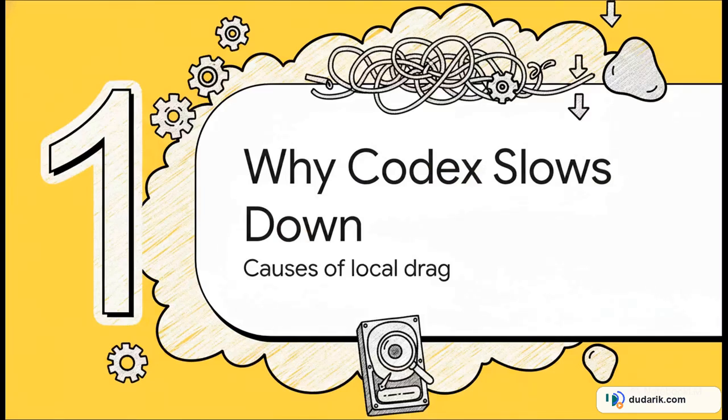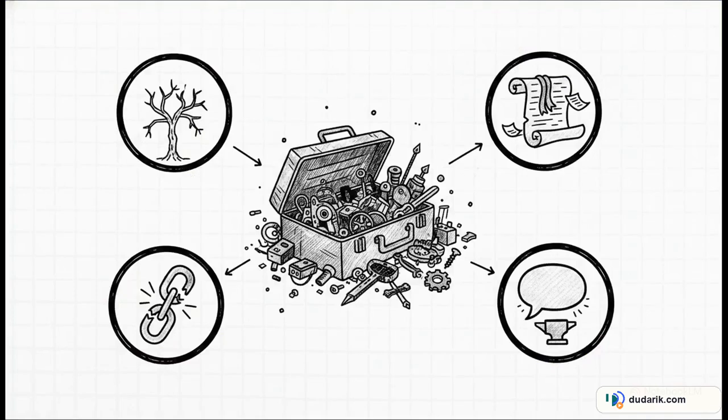Let's look under the hood for a second and see what's actually piling up on your local machine after weeks of heavy developer use. So, the hidden culprits of local drag are, ironically, just the artifacts of your own productivity. When you use Codex heavily, stuff just naturally accumulates, right? Because the system isn't self-cleaning.